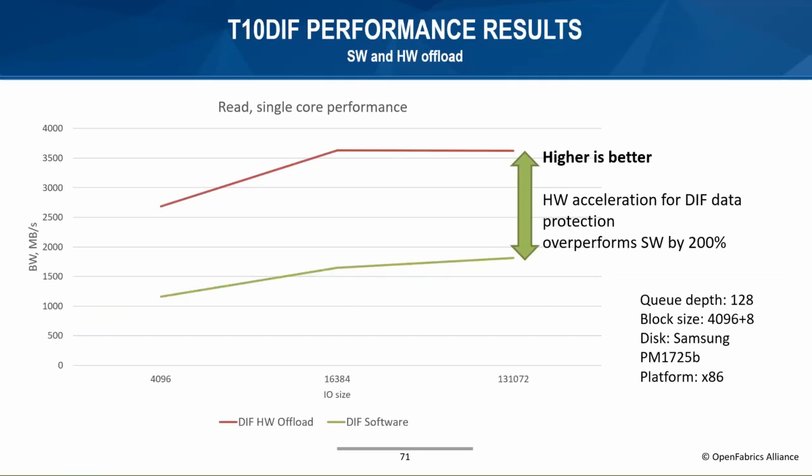Here we can see a comparison between software and hardware signature calculations. The chart shows preliminary results of read operation with a Samsung disk. The SPDK target and initiator were run on a single core on x86 machines. As you can see, hardware calculation outperforms software by 200%.